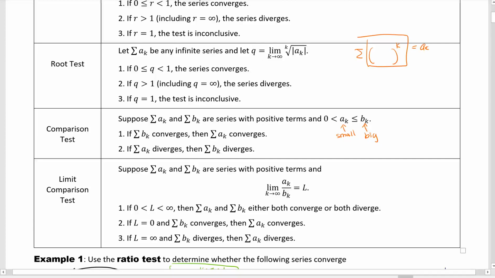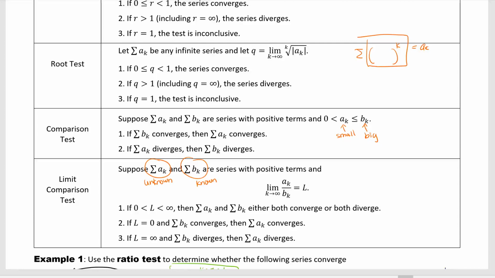Okay, let's look at the limit comparison test. So the limit comparison test: suppose a_k and b_k are series with positive terms. Here, this series a_k is the unknown, so it's the series we're looking for. And b_k is some known series, okay?